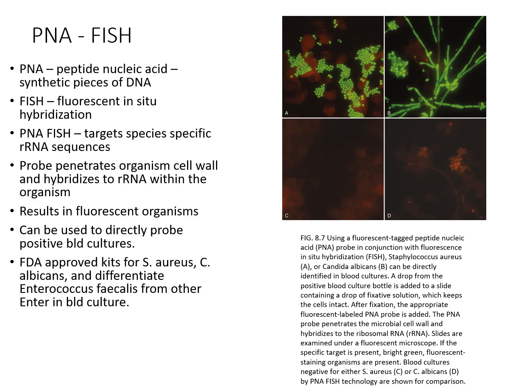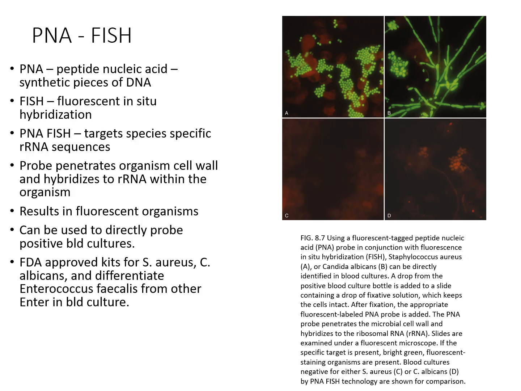There is also PNA, or peptide nucleic acid, which are synthetic DNA analogs with a peptide backbone instead of sugar phosphate, used in FISH, which is fluorescent in situ hybridization. This is a technique using fluorescent probes to hybridize specific nucleic acid sequences inside cells. So PNA FISH targets species-specific rRNA sequences of microorganisms. The PNA probe penetrates the organism's cell wall and hybridizes to the rRNA inside the organism. This results in fluorescently labeled organisms visible under a fluorescence microscope.